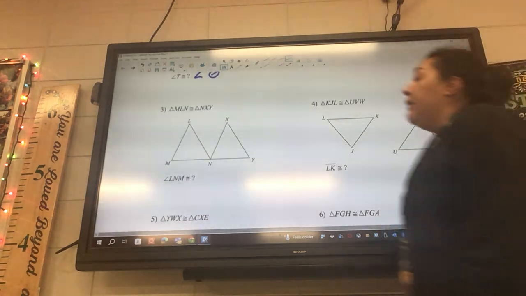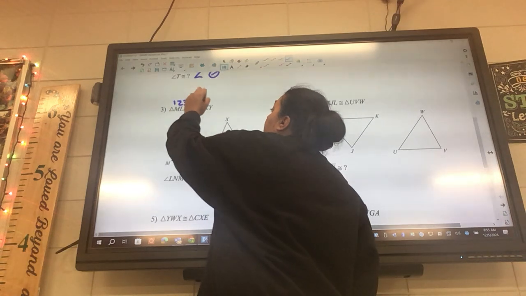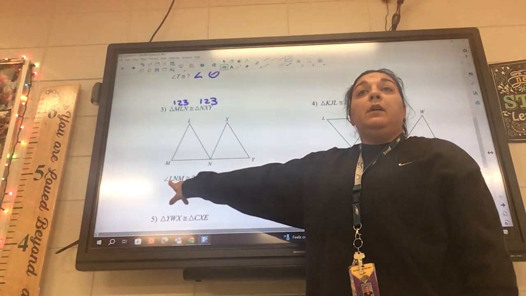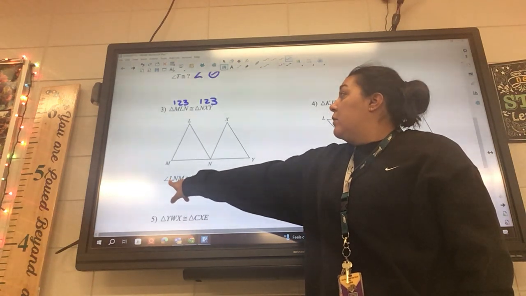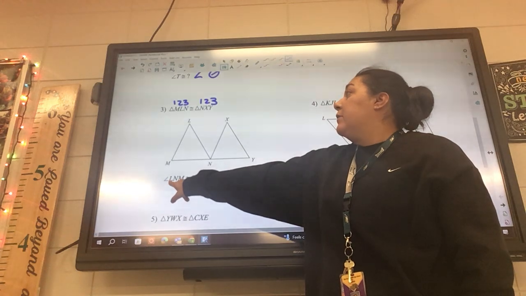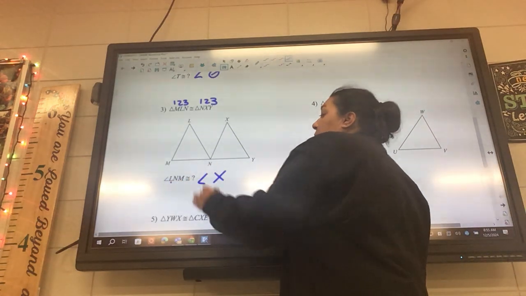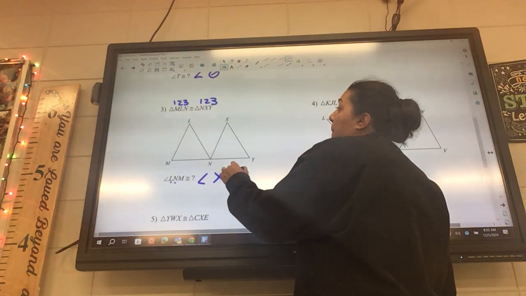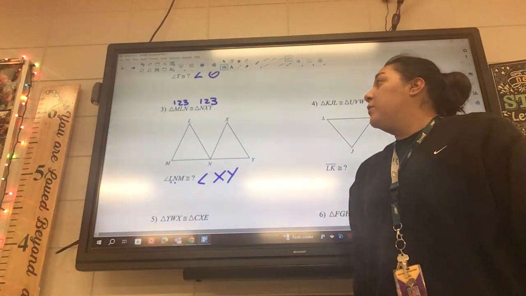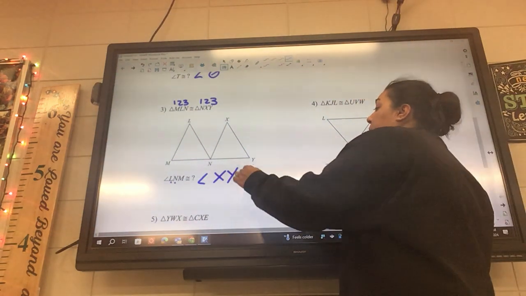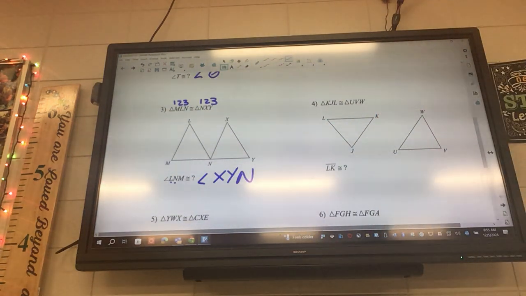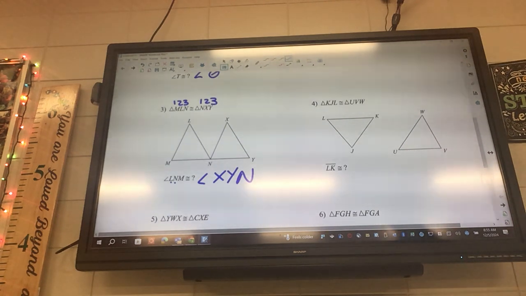Okay? So I can label this 1, 2, 3, 1, 2, 3. L is what number? 2. What does that match up with on the other one? X. Okay, N is what number? 3. So that matches up with what? Y. And M is what number? 1, and that matches up with N. Okay, so angle LNM matches up with angle XYN.